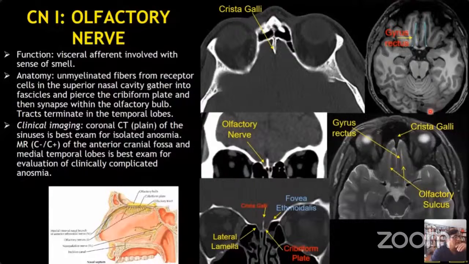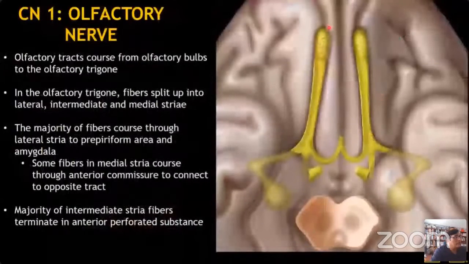And as you can see very well, and you will see it much better on the coronal MRI weighted images, just above the cribriform plate, there is a pool of CSF, and that is known as the olfactory sulcus. And that olfactory groove, which communicates with the olfactory sulcus, contains the olfactory nerves. And that is something you will see very well here.